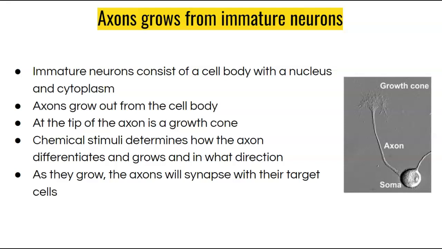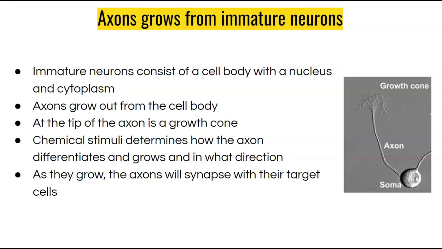Now, I've mentioned axons, I've mentioned dendrites. Let's talk a little bit more about what they are and how they grow from these immature neurons. Immature neurons consist of just the cell body and a nucleus, of course. All eukaryotic cells have a nucleus and cytoplasm. Then axons grow out from the cell body, and at the tip of it, they create what's called a growth cone. Chemical stimuli will determine how the axon differentiates, how it grows, in what direction it grows, and then as they grow, they will synapse with their target cells.